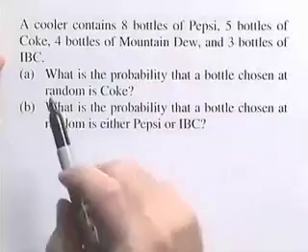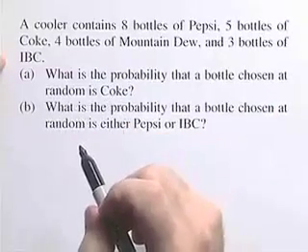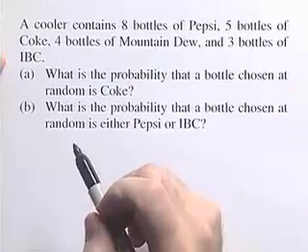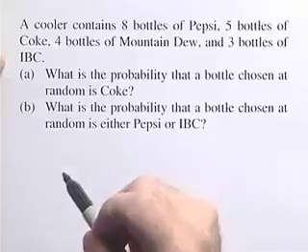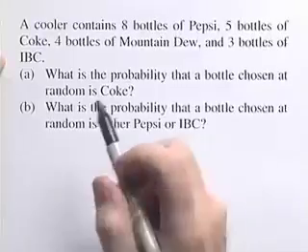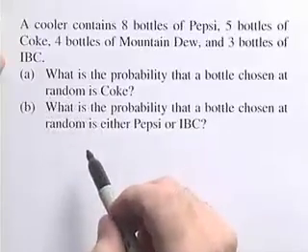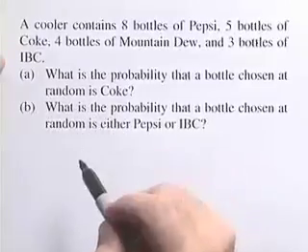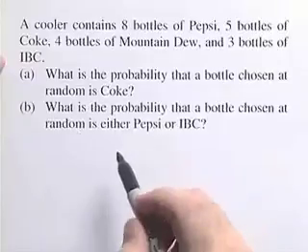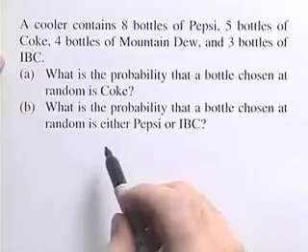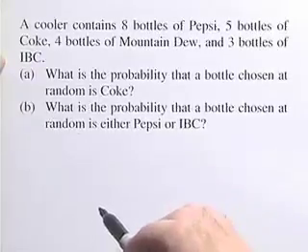Here we're going to solve a probability problem involving equally likely events. We've got a cooler that contains 8 bottles of Pepsi, 5 bottles of Coke, 4 bottles of Mountain Dew, and 3 bottles of IBC. We've got 2 parts to this problem. First, we want to find the probability that a bottle chosen at random is Coke.